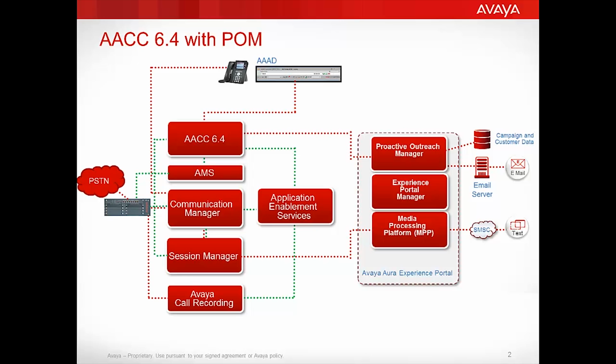We also have, over on the right, our Experience Portal stack, which consists of the Experience Portal Manager, EPM, Proactive Outreach Manager, POM, and the Media Processing Platform, MPP. So in terms of the operation, when an agent goes to log in, they send an initial login request, which includes the zone, which is usually a geographic zone that the agent is working from, and the agent's phone extension. This login request is sent to AACC, and on board is a POM proxy service, which will relay the message to Proactive Outreach Manager.